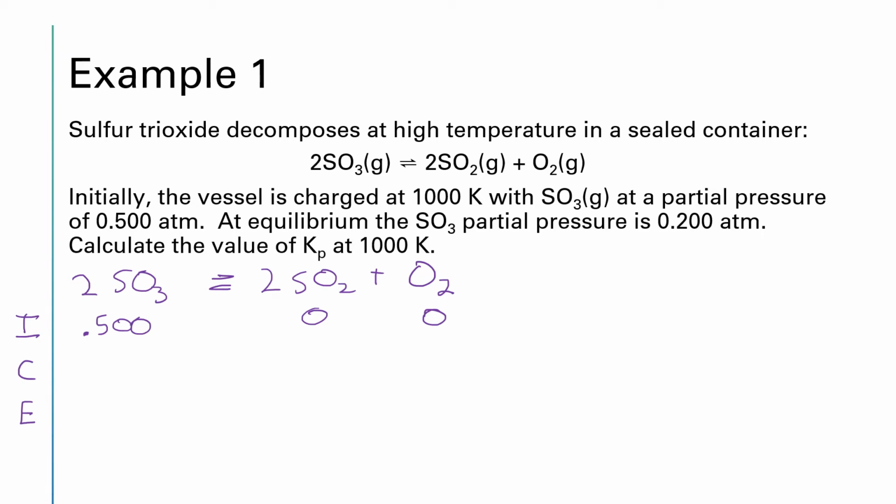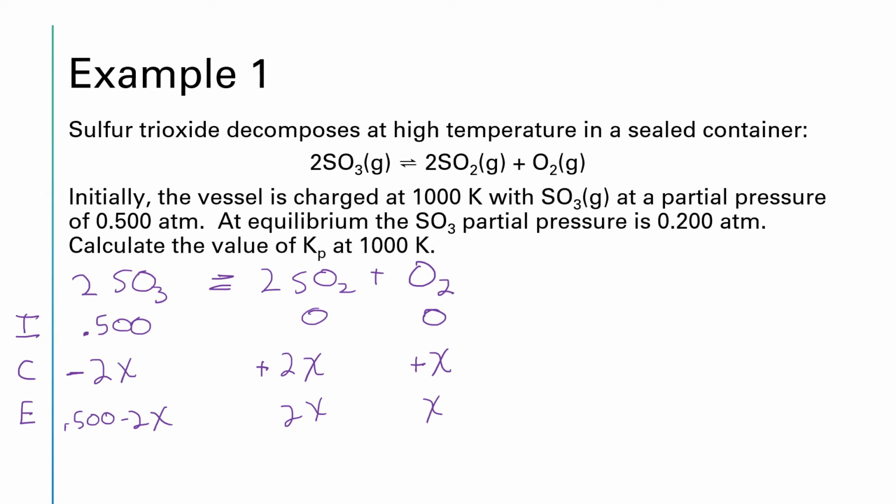By going in the forward direction, we're going to lose some of our reactant, so it's going to have a minus sign, and it has a coefficient of 2, so we'll take a minus 2x. Going in the forward direction means we're going to make SO2, so it'll be a positive sign, and we have a coefficient of 2 that we have to multiply by the x. And for oxygen, we'll be making it as well, and that will be just plus x because it has a coefficient of 1. At equilibrium, we'll have 0.5 minus 2x for SO3, 2x for SO2, and x for O2.